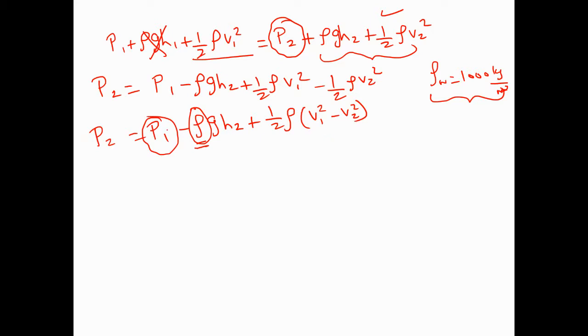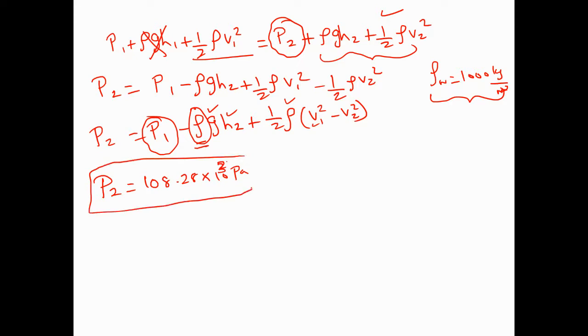What is the value of g? 9.8. What is the value of h2? 7.6. What is the value of rho? 1000. What is your value of v1? 0.91. What is your value of v2? 3.91. Once you substitute all the values in this equation, you will get the answer for pressure 2, which is nothing but 108.28 multiplied by 10 to the power of 3 Pascal. Clear?